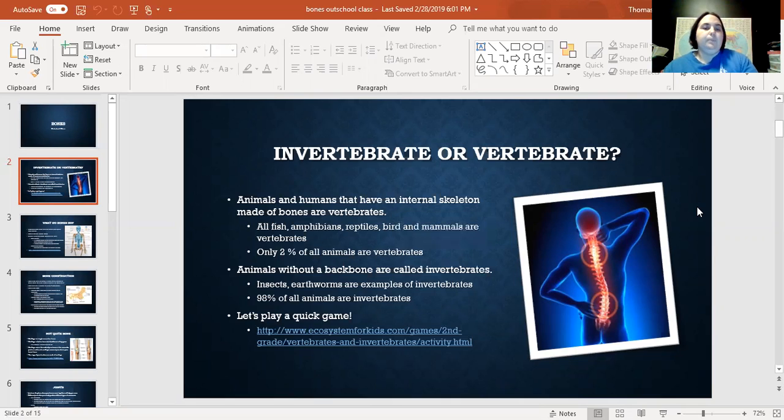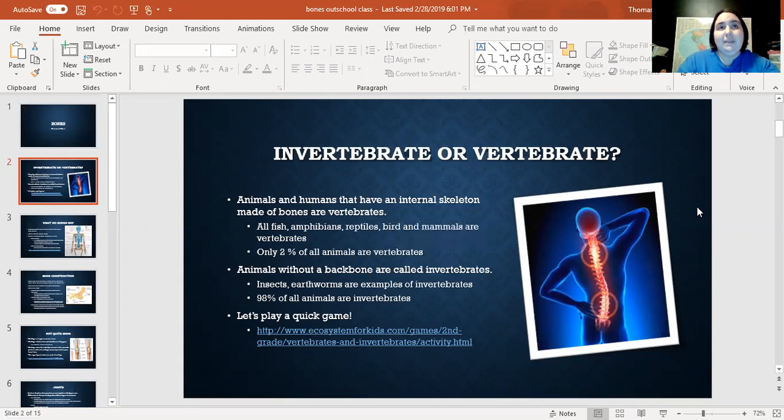All fish, amphibians, reptiles, birds, and mammals are vertebrates, but that only makes up about 2% of the animals in our world. Animals without a backbone are called invertebrates.